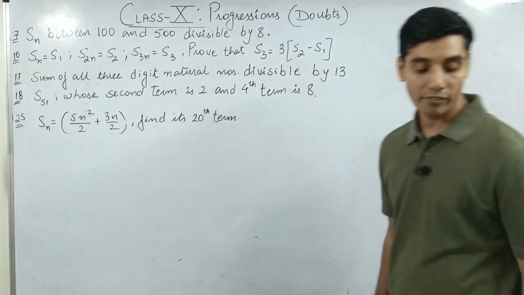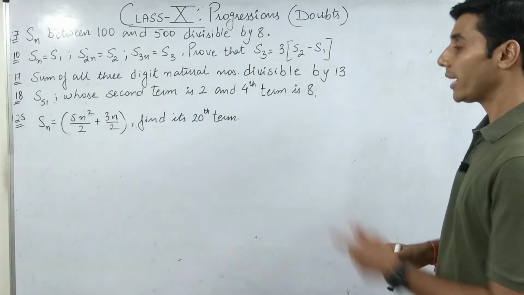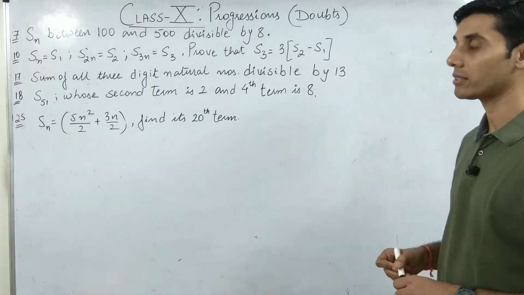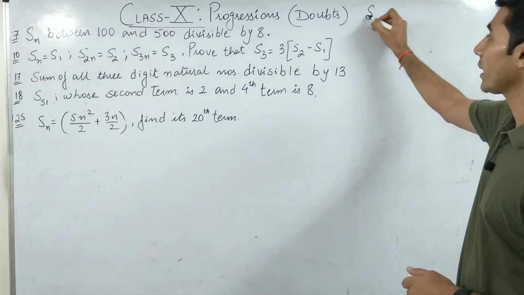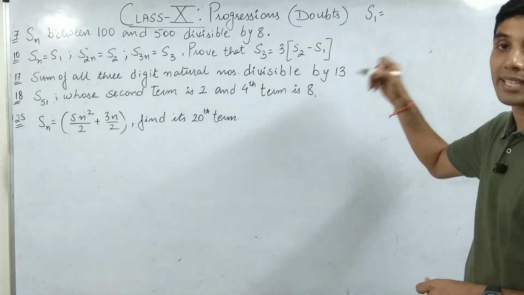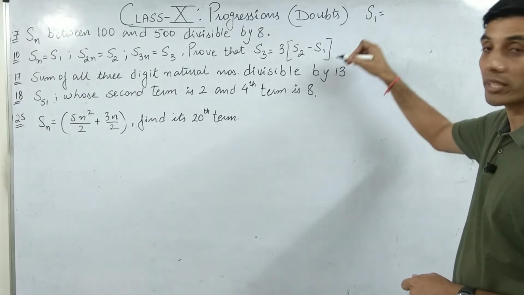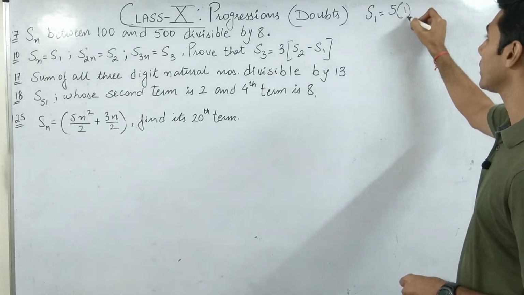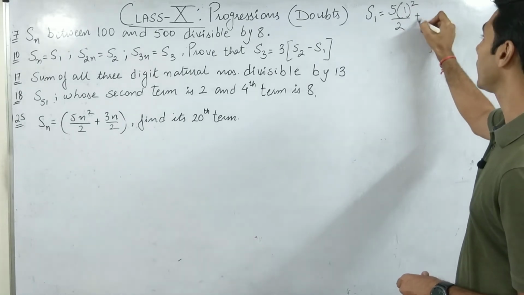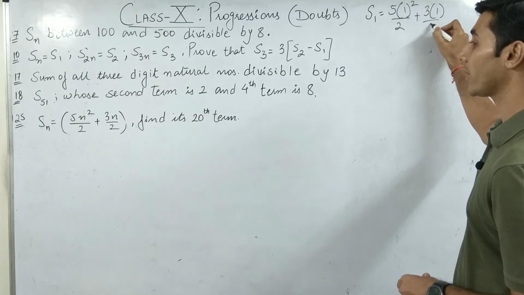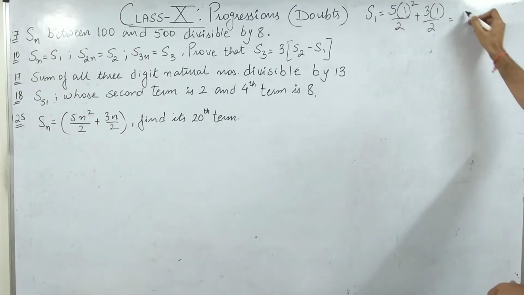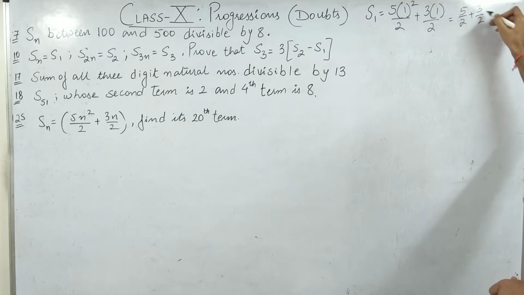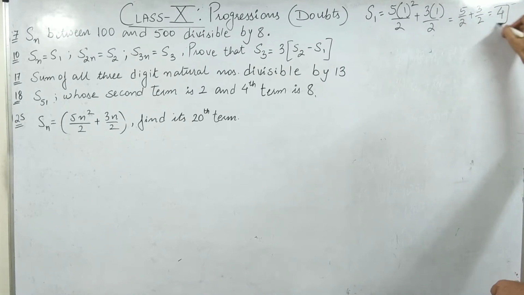Let's see question number 25. It's a piece of cake question, guys. Sn is equal to 5n square by 2 plus 3n by 2. Find its 20th term. First you will find S1, so wherever you find n, substitute 1. So putting 1, it becomes 5 into 1 square by 2 plus 3 into 1 by 2. 5 by 2 plus 3 by 2. Both have the same base, simply add. So 8 by 2 comes out as 4.